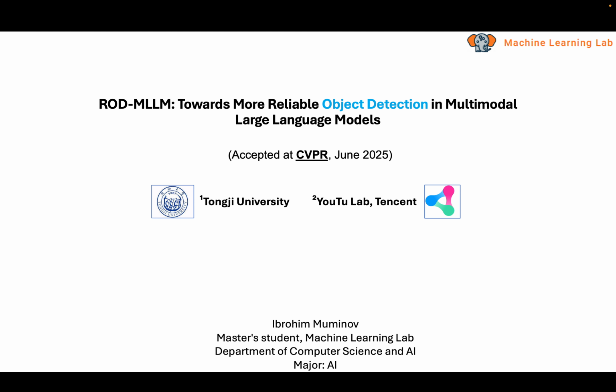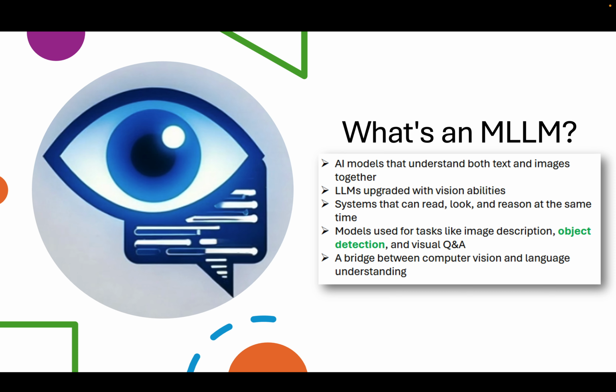The paper is called Towards More Reliable Object Detection in Multimodal Large Language Models. This specific paper was published at CVPR in June 2025. The authors are from Dongguk University and YouTube Lab, a Tencent company. So let's go ahead and talk about this paper a little more and see how they integrate.